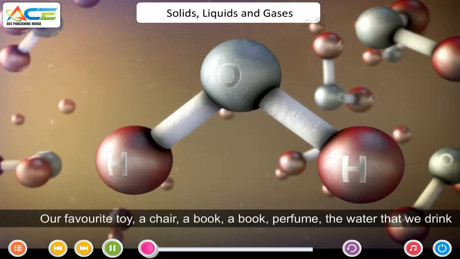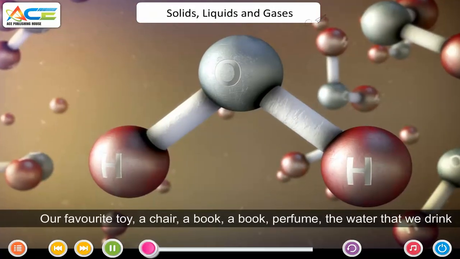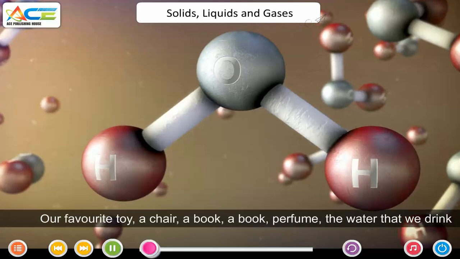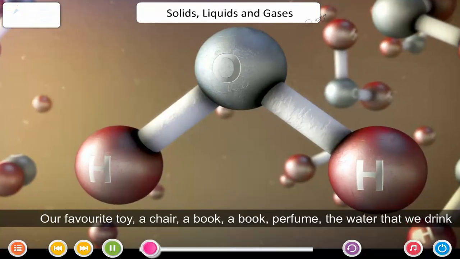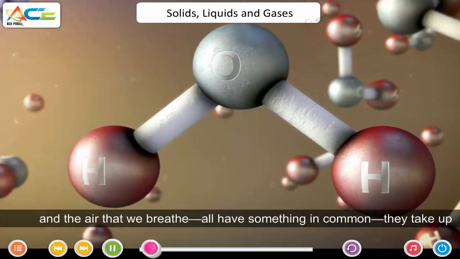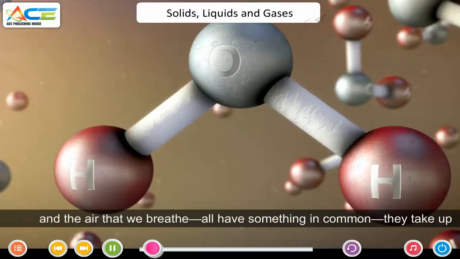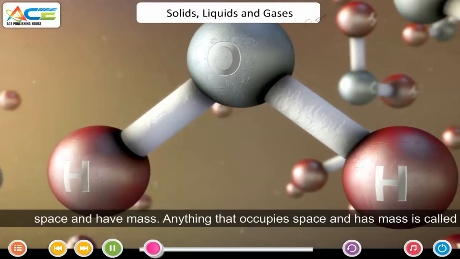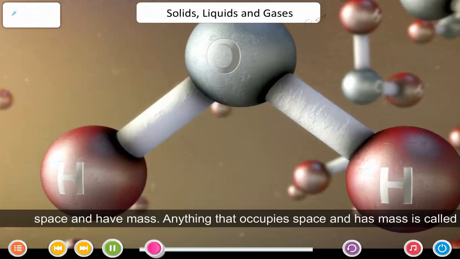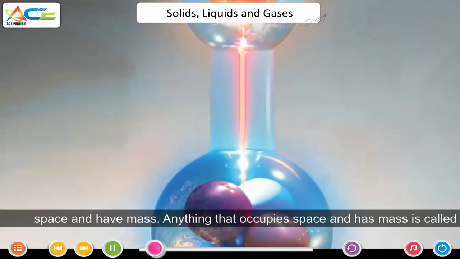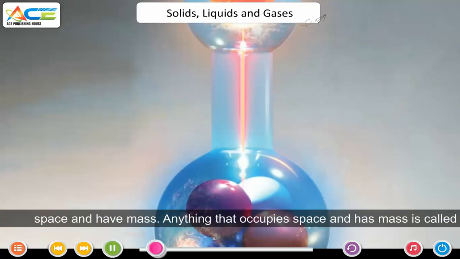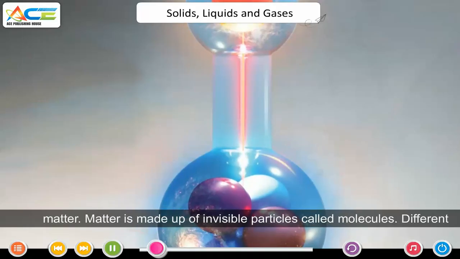Our favorite toy, a chair, a book, perfume, the water that we drink and the air that we breathe all have something in common. They take up space and have mass. Anything that occupies space and has mass is called matter.